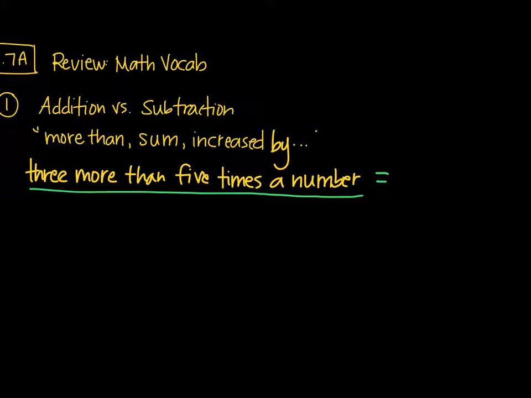3 more than 5 times a number. Yeah. Say that again. 5n plus 3. Okay, 5n plus 3. Anybody else want to try something different? Would 3 plus 5n work? Okay, why? Because it's the same thing. Okay, in addition, and in addition only, it has the commutative property where the order doesn't matter.